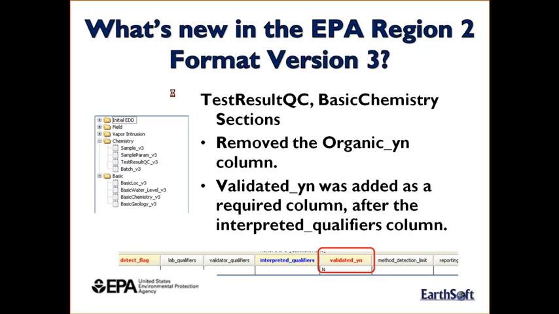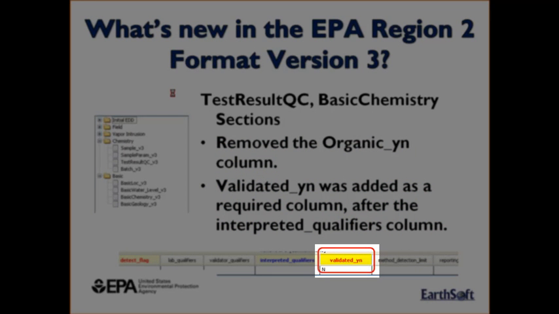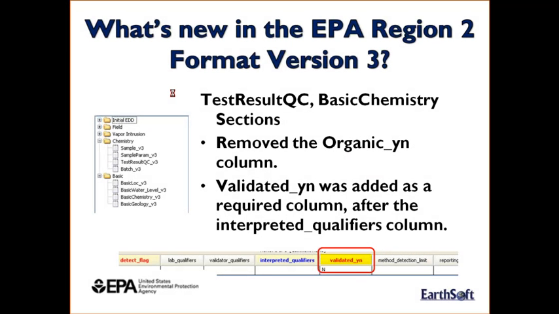Another big change in the format for the chemistry section: the organic yes/no column has been removed, and basically it's been replaced with the validated yes/no column. There's a screenshot at the bottom that shows you the position, and that's the position for the test result QC section. It comes right after the interpreted qualifier, and again, it's in that same position as the organic yes/no.